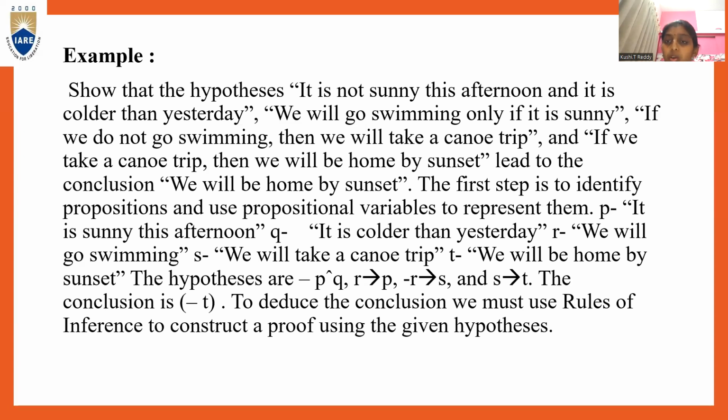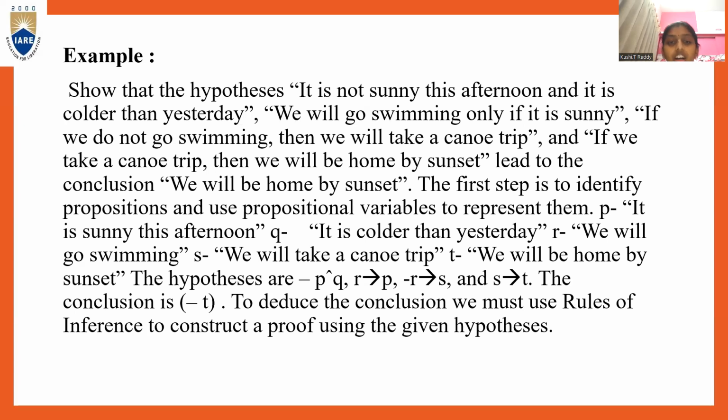Next, we will go swimming only if it is sunny. So we will go swimming is represented by R. R implies P. That is the second proposition. And the third proposition is that if we do not go swimming, that is negation R, then we will take a canopy trip. So negation R implies S. So this is our third proposition.